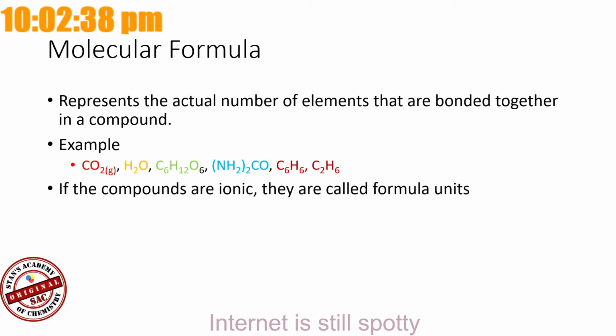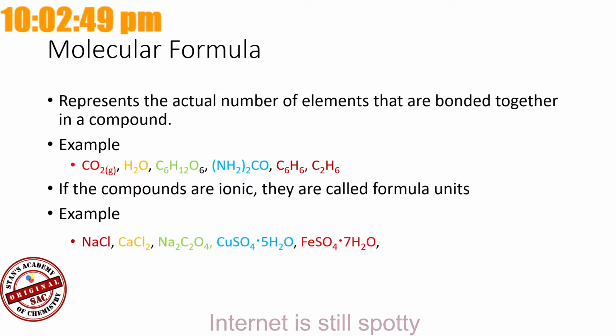Now, if the compounds are ionic, we don't call them molecular formulas. We call them formula units, but still, we're going to consider them as a single entity. The examples would be sodium chloride, calcium chloride, sodium oxalate, copper(II) sulfate pentahydrate. There are certain crystals that have water of hydration with them. We call them hydrates. That is CuSO4·5H2O. That is considered as a molecule.